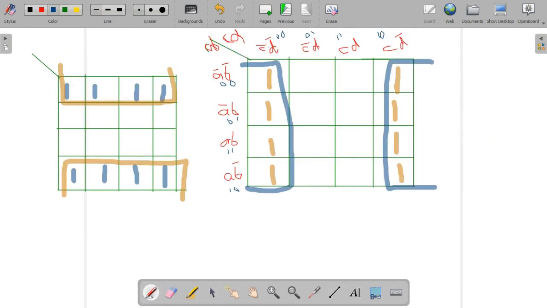Okay. The next one is map rolling of octet. So consider this K-map. If we have four ones in the left edges and four ones in the right edges, then we can map it as an octet.